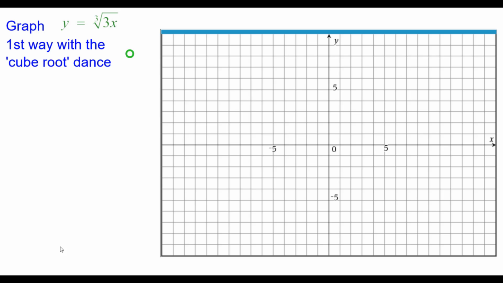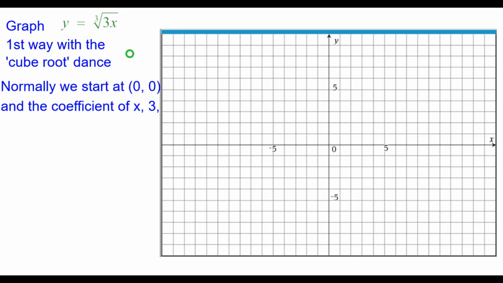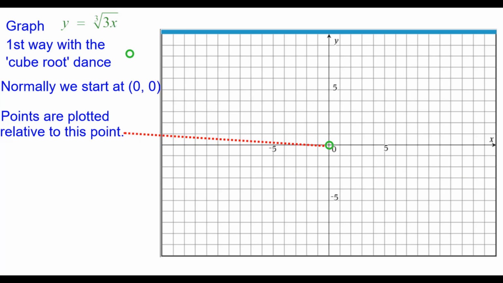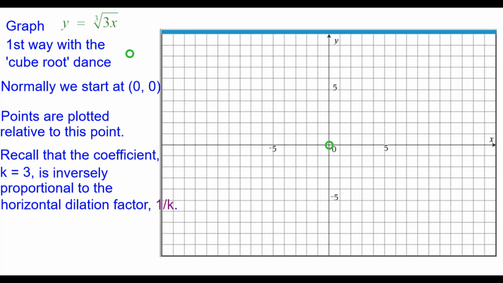The first way is with what we call the Cuberoot Dance. Normally we start at the origin, and the coefficient of x, 3, that's inside the radical, does not affect this point. As you can see, when x is equal to 0, y is equal to 0 also. Points are plotted relative to the origin. And recall that the coefficient k equals 3 is inversely proportional to the horizontal dilation factor. That is, multiply each x value by the reciprocal of k, which in this case is 1/3.